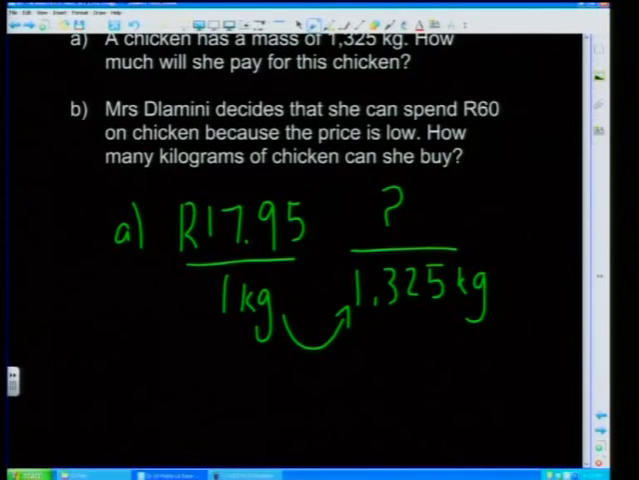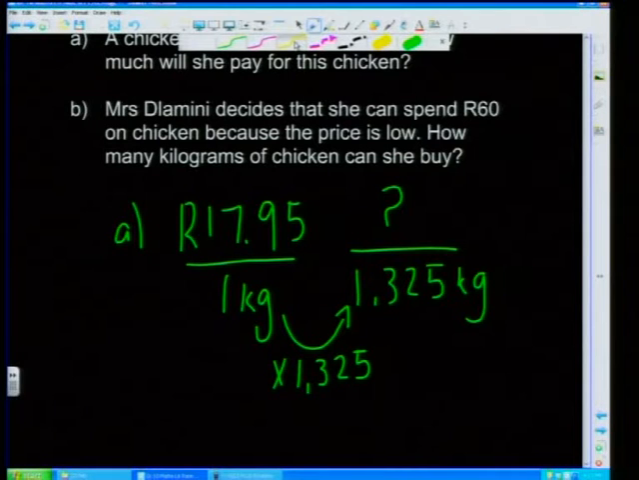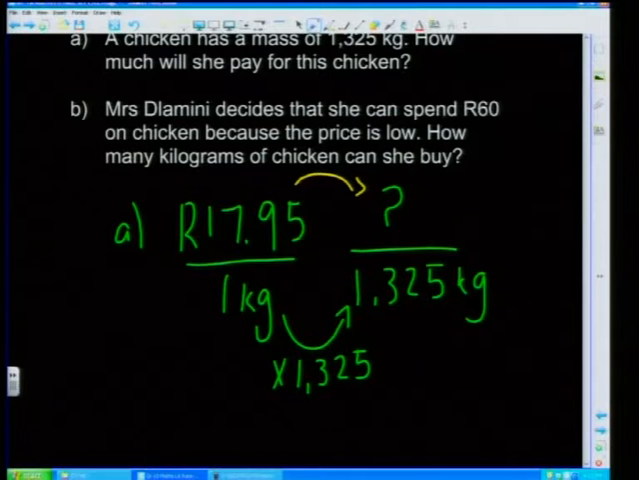And how do I do that? Well, I times by 1,325. Maybe I should have done that in a different color. Okay, let's get a different color. So what do I need to do to the one side? I need to do to the other. So here I'm also going to times by 1,325.